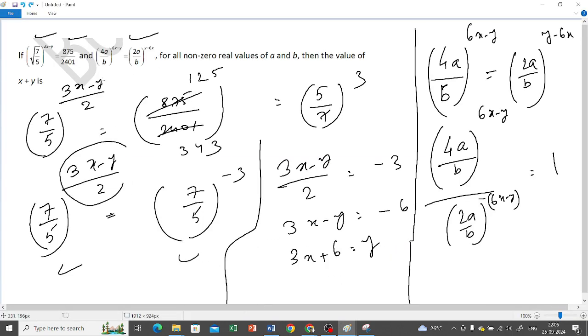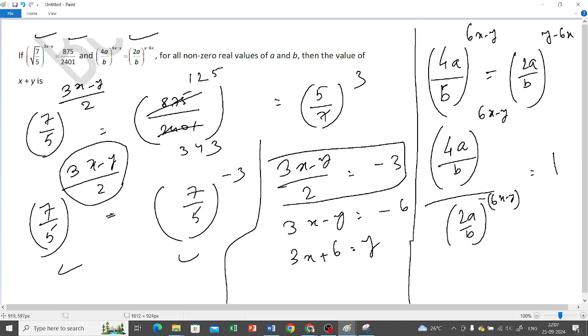This sum. 7 to the power 7, so root over 7 by 5 to the power 3x minus 5. Okay, so what do we have? 7 by 5 to the power 3x minus y by 2 is equal to 875 by 2401. So on simplifying, we are getting what? 3x minus y by 2 is equal to minus 3.